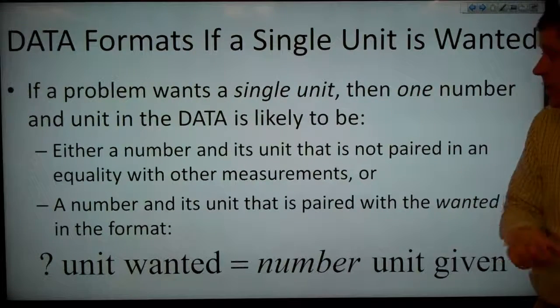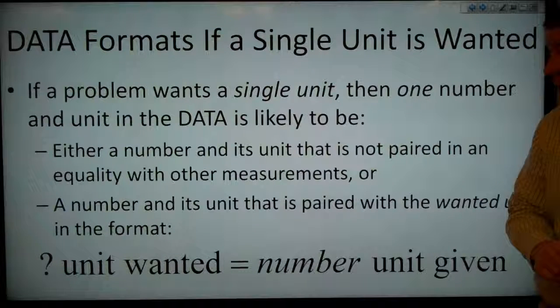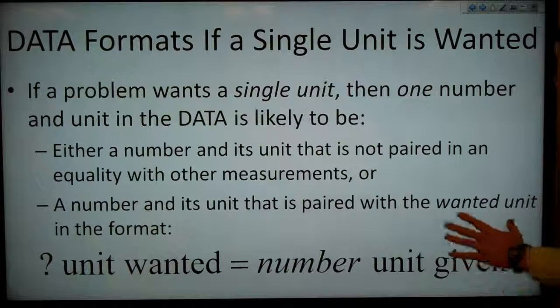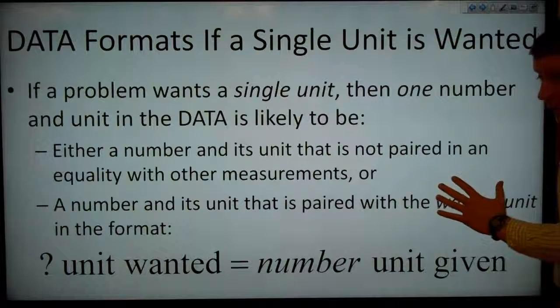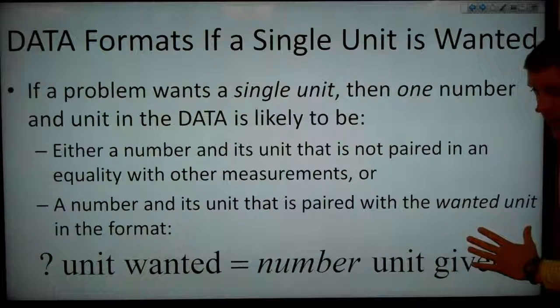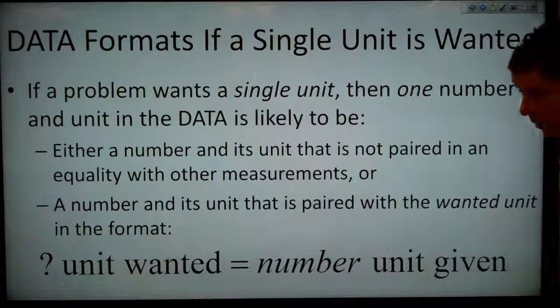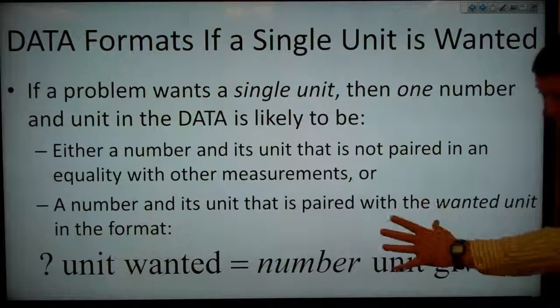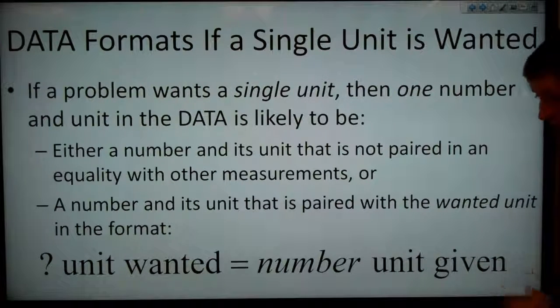So if a problem starts with a single unit, then one number and unit in the data is likely to be either a number and its unit that is not paired in an equality with other measurements, or a number and its unit that is paired with the wanted unit in the format some number of unit wanted, or question mark unit wanted, is equal to number times unit, number of unit given.